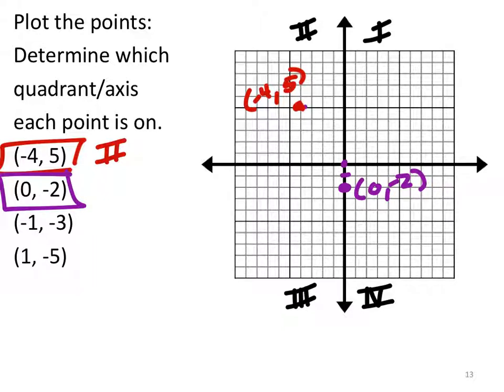So if we asked you which quadrant this is on, it may be a little confusing, because it's not in any quadrant, really. This is the y-axis. So we'll just write that in.